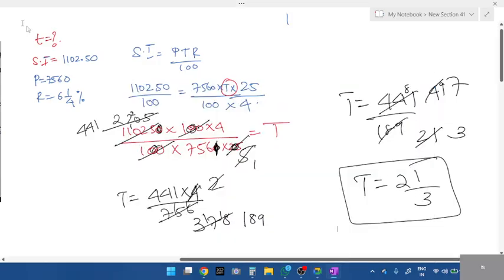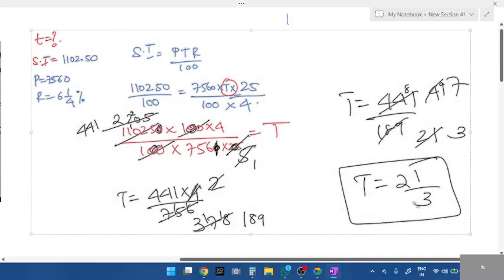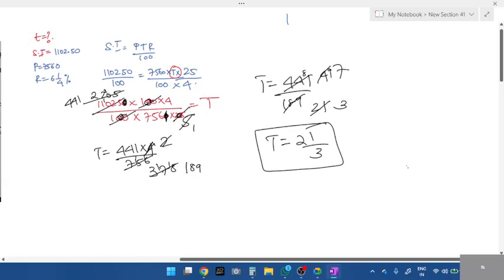Okay, 2 years, 4 months. Or 2 1 by 3 is also correct. Okay, 2 1 by 3. 2 years, what is given in the textbook? 2 years, how many months? I'll keep 2 as it is. How do you convert 4 months? When you reduce, what do you get?